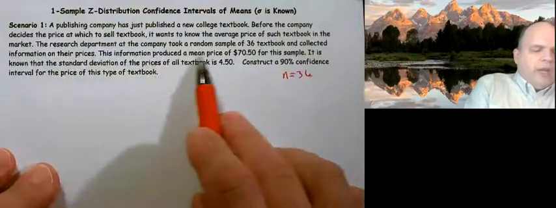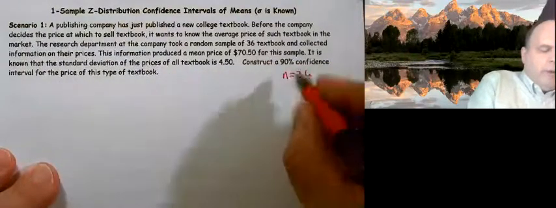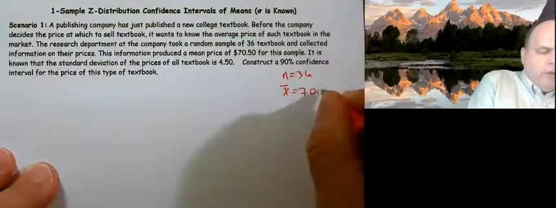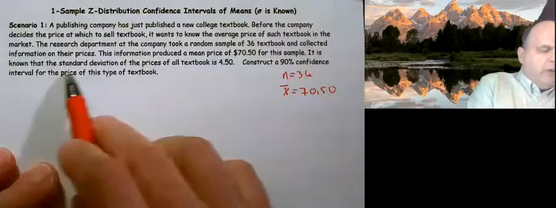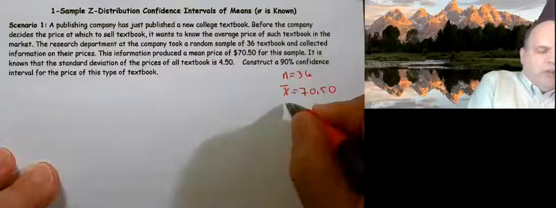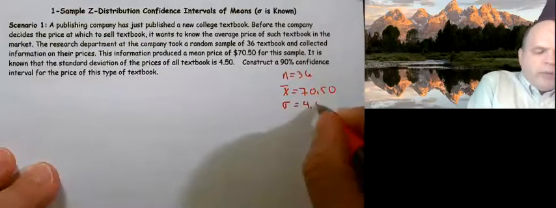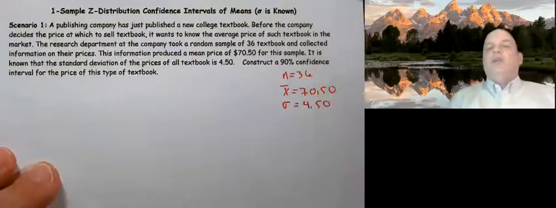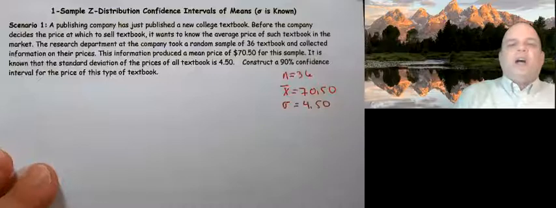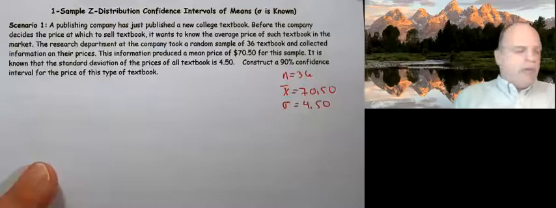The information produced a mean of 70.5. So from the sample, we got a 70.5. It is known that the standard deviation of the price of all textbooks is $4.50. So they said this is known. So this is the standard deviation of the population. This did not come from the sample. This is the standard deviation of the population. Then it says construct a 90% confidence interval for this type of textbook.